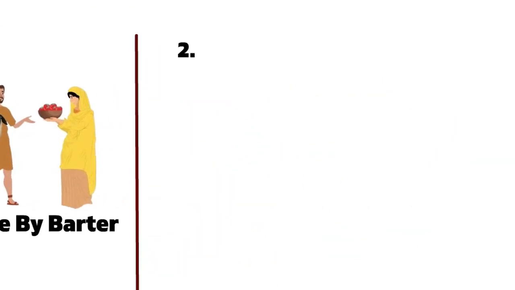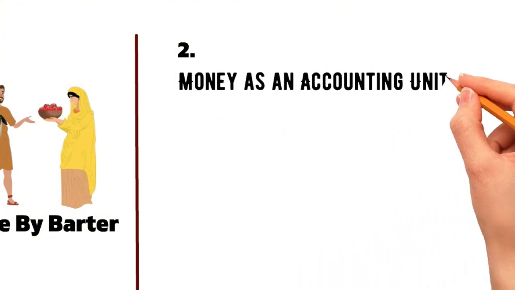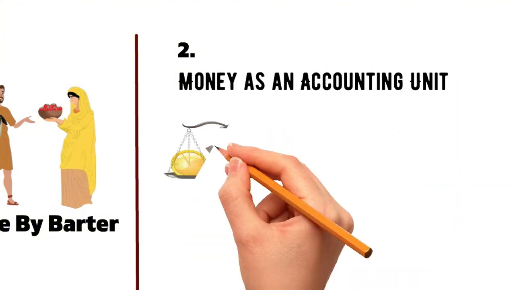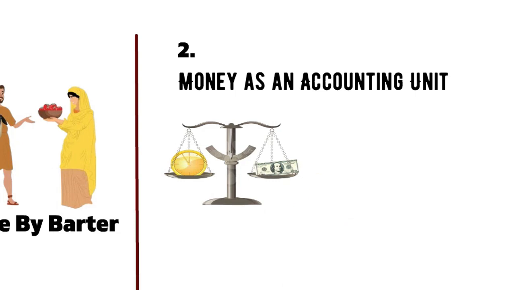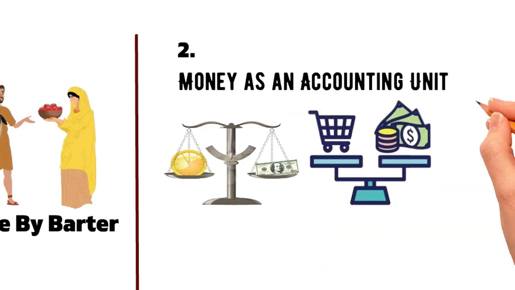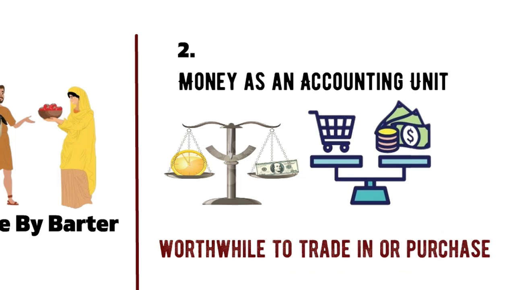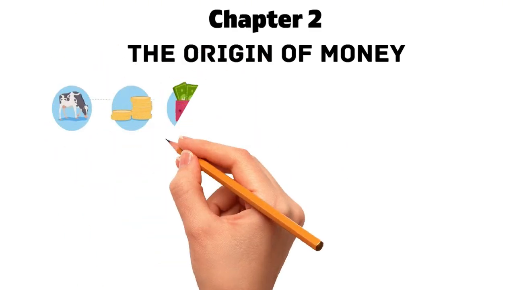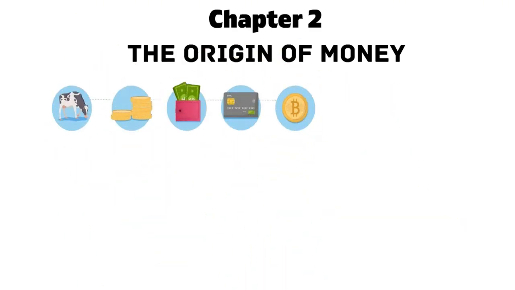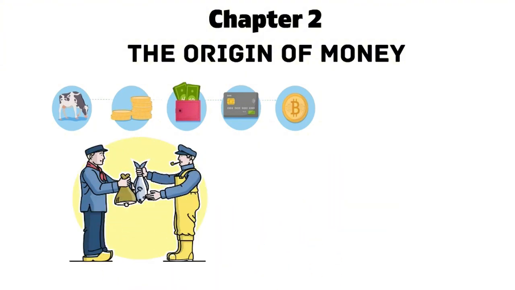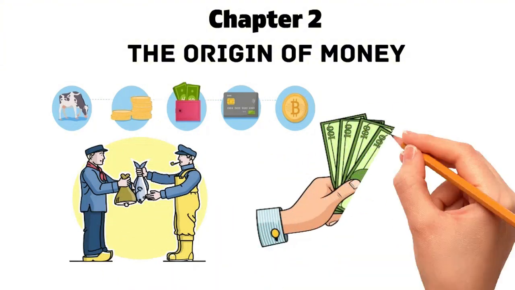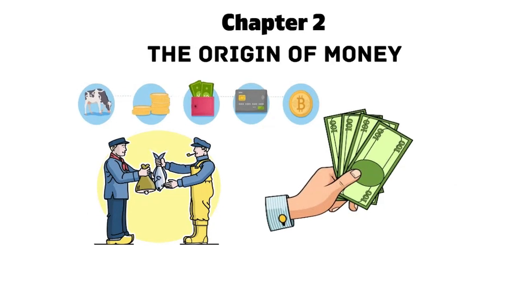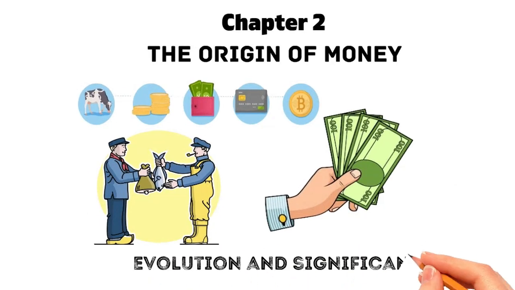Number 2, money as an accounting unit. Money allows us to quantify and contrast the worth of other objects. It enables us to determine the price of an item and if it is worthwhile to trade in or purchase. The origin of money is the title of Chapter 2. We examine the origins and development of money. Knowing where money came from, from antiquated barter systems to the sophisticated money we use today, allows us to better appreciate its evolution and significance in our lives.